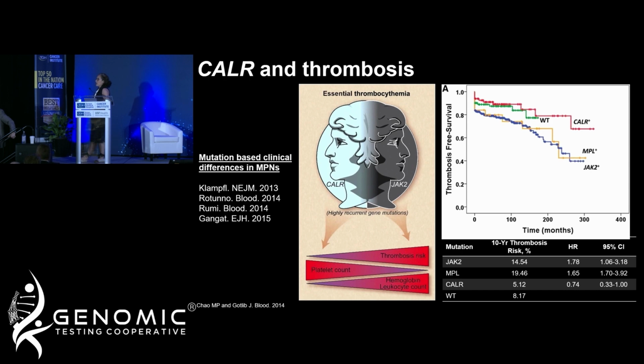Platelet counts may be higher, but it's also more associated with hemoglobin and leukocyte counts that are stable. And as we all know, leukocytosis is a known risk factor in MPNs associated with higher risk of thrombosis. These are all things that the CALR mutation is protected from. As you can see on the right, patients that are CALR mutated really do seem to have an improved risk of thrombosis compared even with wild-type patients, which is also very encouraging.